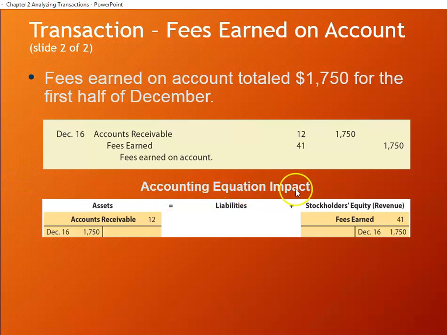The accounting equation impact, assets have gone up. Accounts receivable is an asset. We have not incurred any liabilities, therefore stockholders' equity goes up as well. All right, let's go ahead and wrap this video up, and we'll get another one started after this.